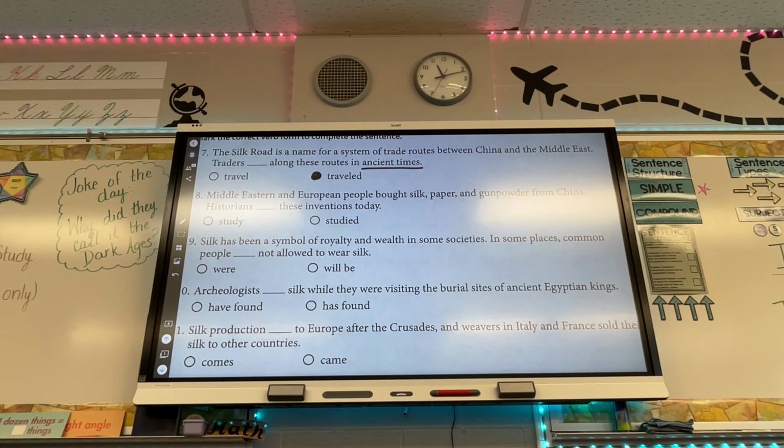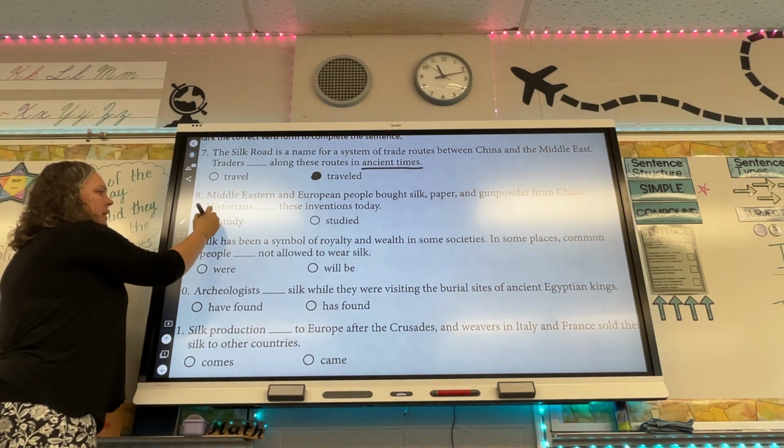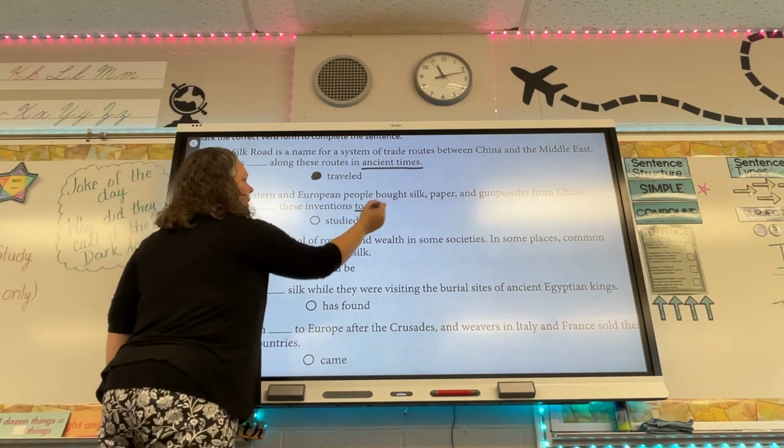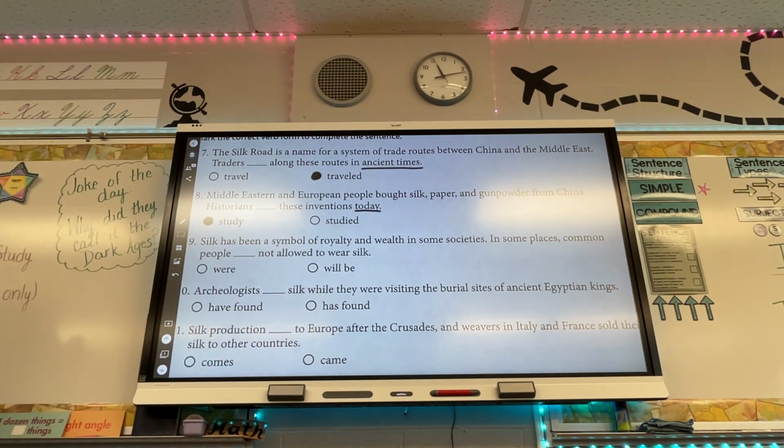Number 8, Middle Eastern and European people bought silk, paper, and gunpowder from China. Historians blank these inventions today. Caroline? Study. Good. We know it's study because of what word? Today. So it's happening right now. Present tense.